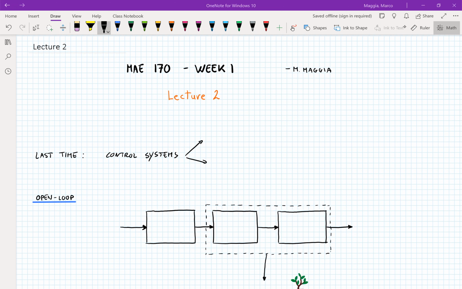So last time we saw an introduction to the course, and in particular, we saw the difference between open loop and closed loop control systems. The main difference being that in the closed loop control systems, we have a feedback portion that allows us to sense or measure the actual output and compare it to the desired output. So closed loop control systems are more complicated, but are also more reliable and flexible.